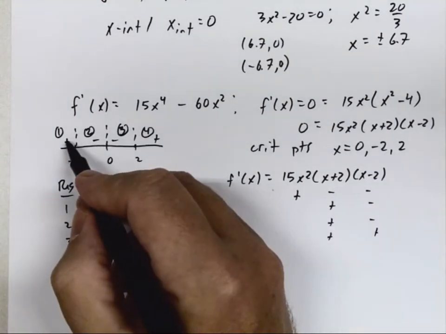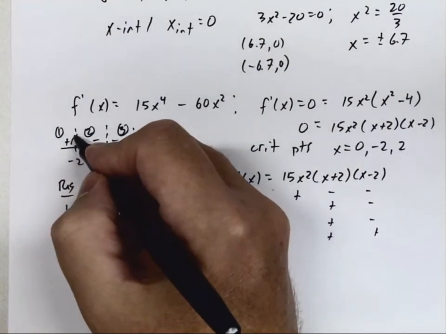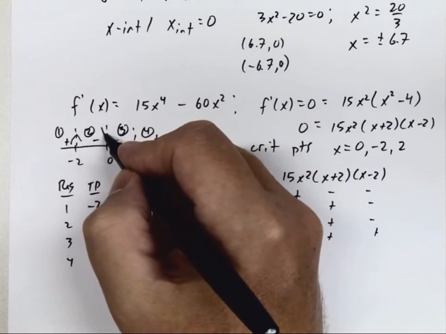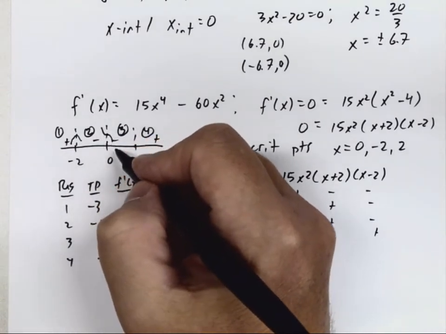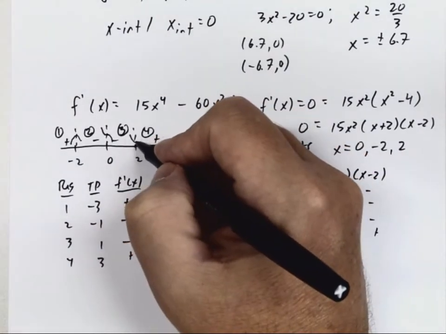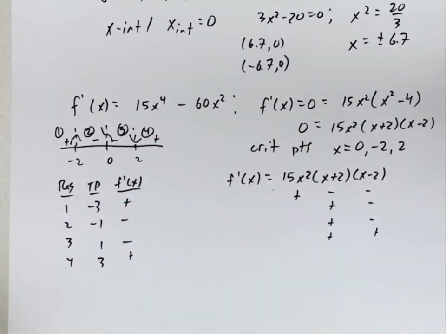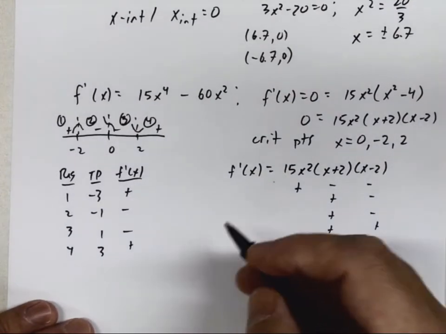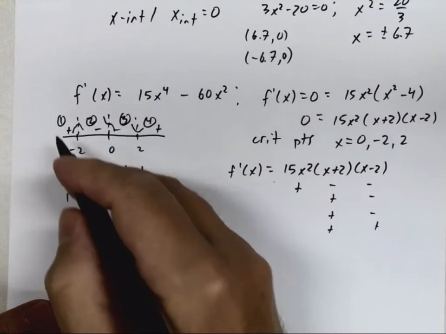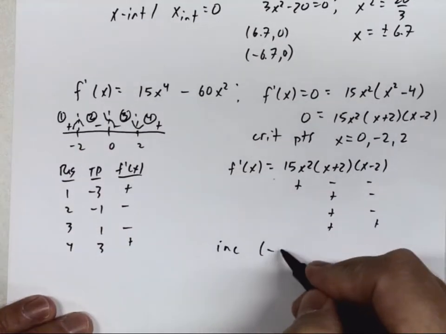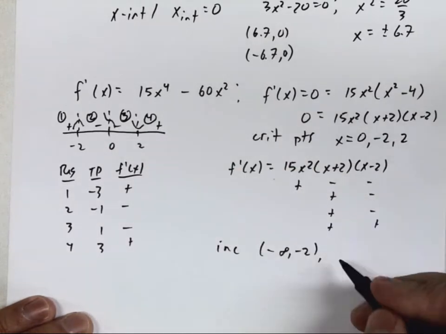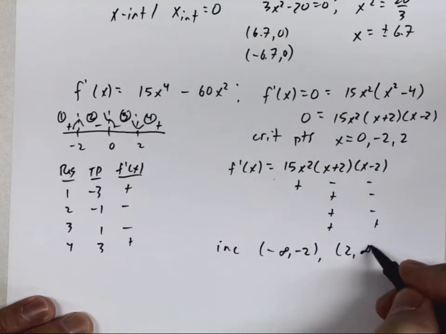Looks like I'm going to have a maximum here. Here it looks like a flat. And then here it looks like a minimum. So first of all, regions of increase and decrease. Where is the first derivative positive? From -infinity to -2, and from 2 to infinity.